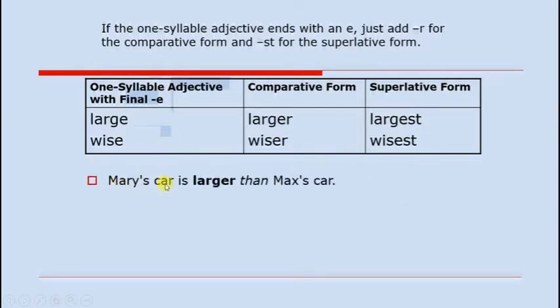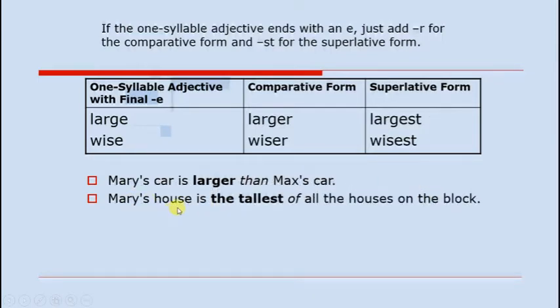So Mary's car is larger than Max's car. So can anyone tell me, is it comparative here or superlative? Mary's car is larger than Max's car. Is it comparative or superlative and why? Yes, it's the comparative form. Why? Because it's a comparison between Mary's car and Max's car. Just two objects. So between two objects, it's called comparative. Three or more, it's called superlative.